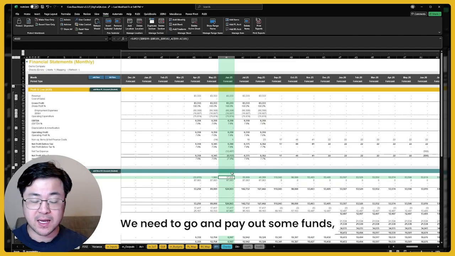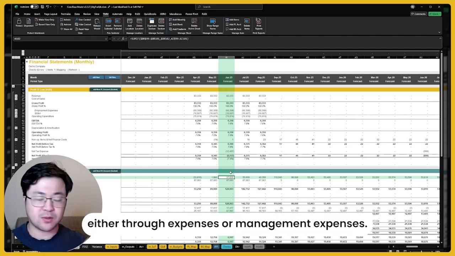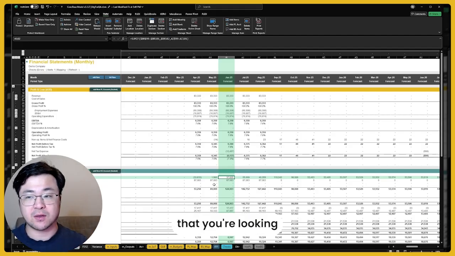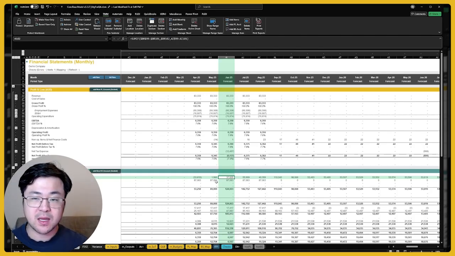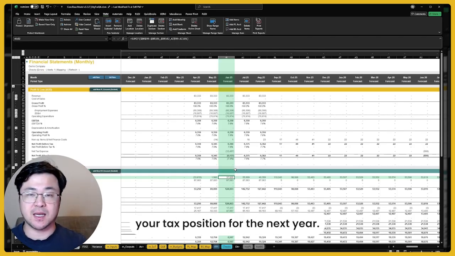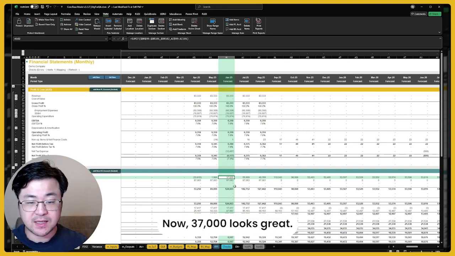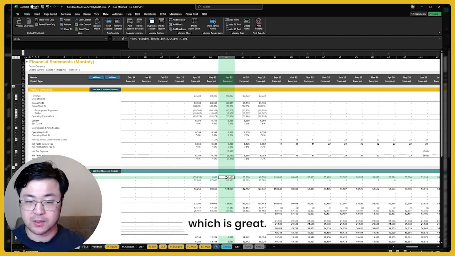We need to go and pay out some funds, either through expenses or management expenses. The point is some profit left over that you're looking to unwind, invest in new capex, so on, just to make efficient your tax position for the next year. Now, 37 looks great. At least you have a positive balance, which is great.